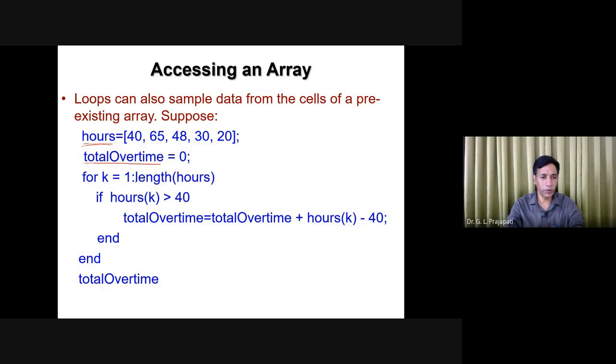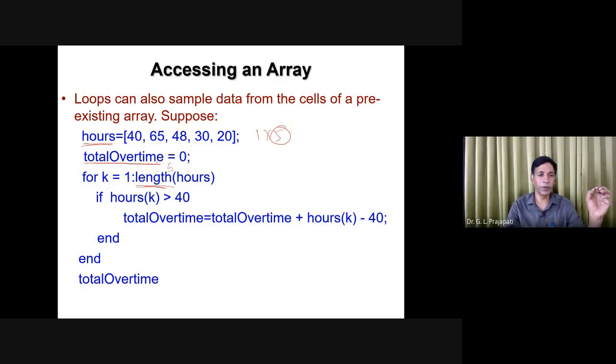Now see, for k is equal to 1 to length of hours, incrementing from 1. What is the length of this hours? Length is a built-in function in MATLAB, and it gives as output the size of the longest dimension. So what is the longest dimension? This is 1 by 5: 1 row and 5 columns. So the longest dimension is 5. So for k is equal to 1 to length of hours, you are saying 1 to 5.